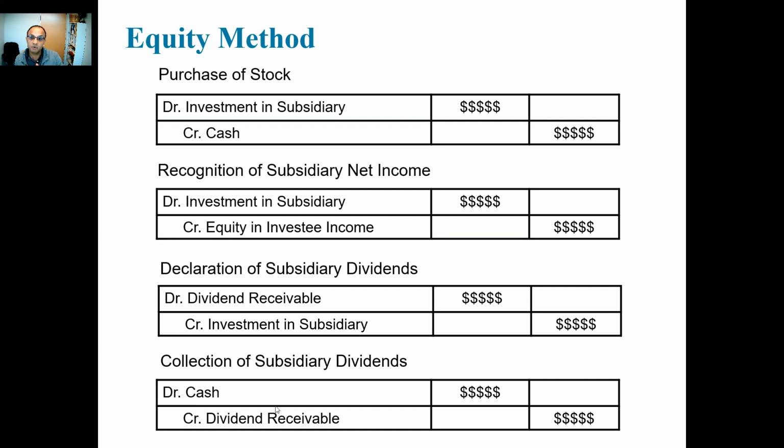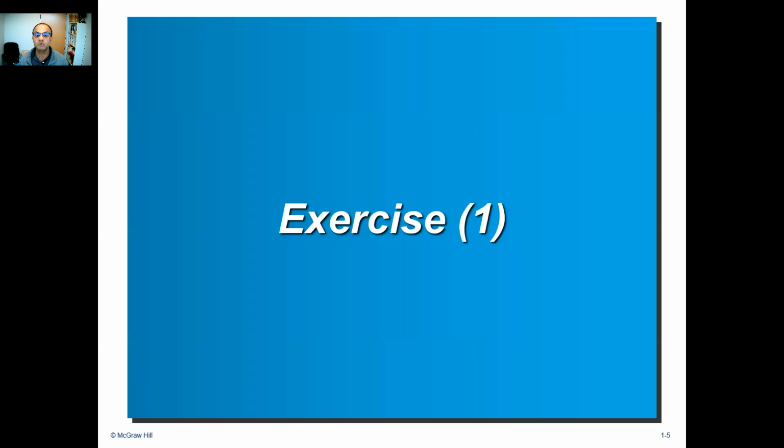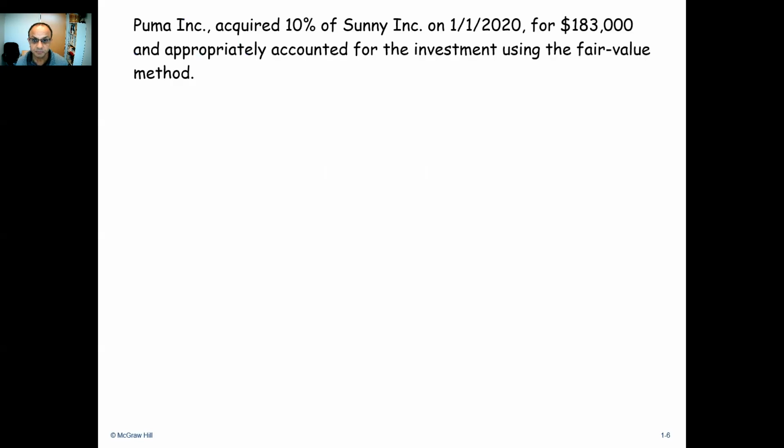So you can tell from those two slides that the fair value is different from the equity value. The fair value is being used if the parent owns less than 20%. The equity is used if the parent company owns between 20 and 50. And you don't need to memorize these percentages, but it will be mentioned in the example. And let us look at the first exercise.